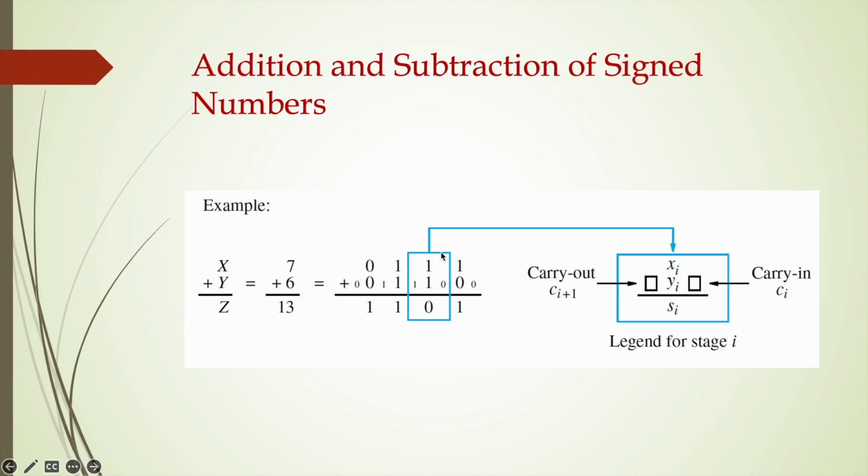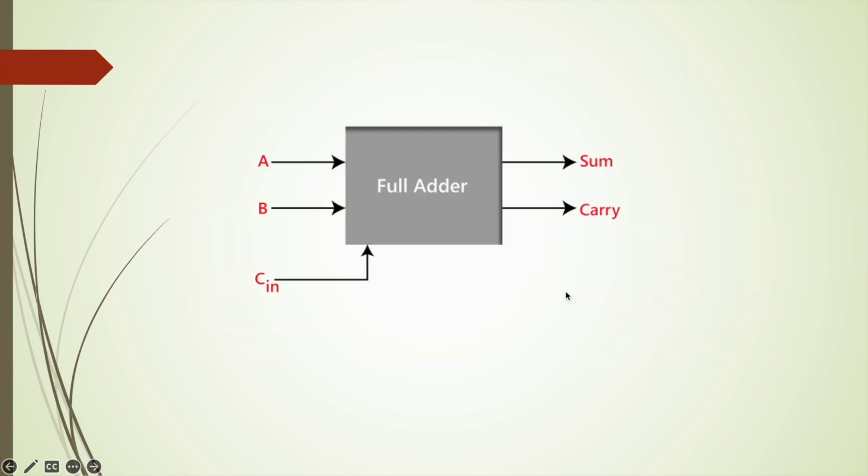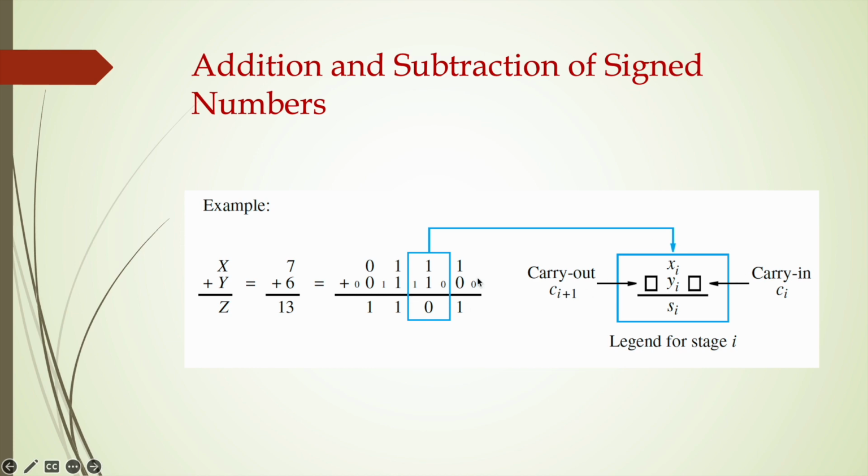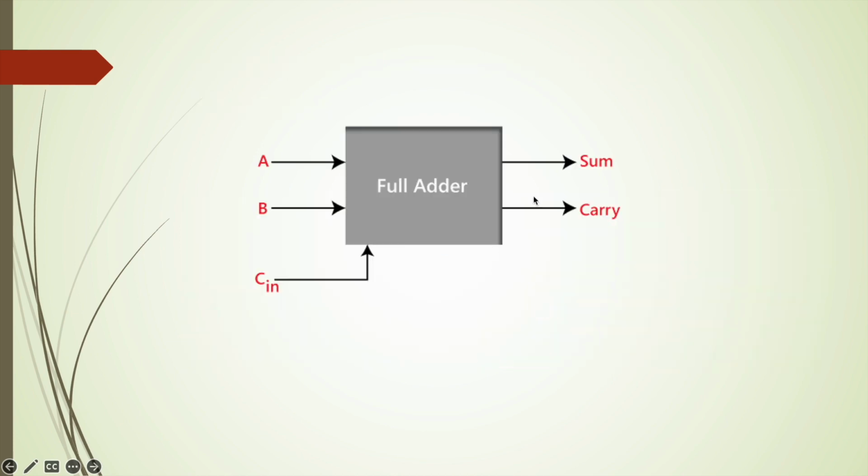So what is happening in each bit position? It is taking a bit of x and a bit of y and adding a carry in that is generated from the previous bit. After adding these three, you will get some value and a carry out, and the carry out is forwarded to the next bit. So this is actually what happens. This entire action is performed by a full adder.